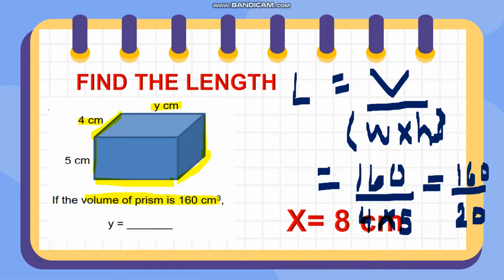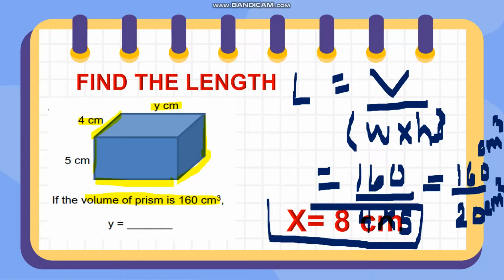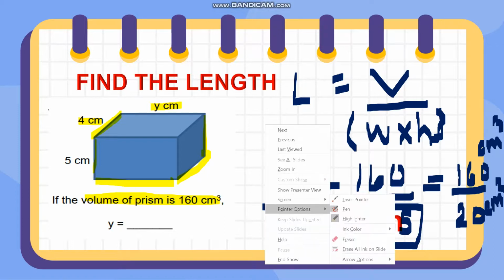Why centimeter? Because this is equivalent to centimeter cube, and this is centimeter squared. So we need to cancel: centimeter cube divided by centimeter squared is equivalent to centimeter. That's why the final answer is x is equivalent to 8 centimeter. So your length now is equivalent to 8 centimeter.